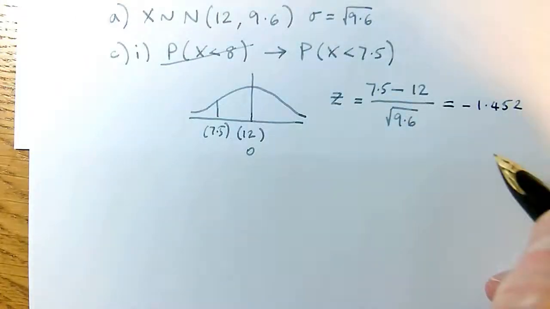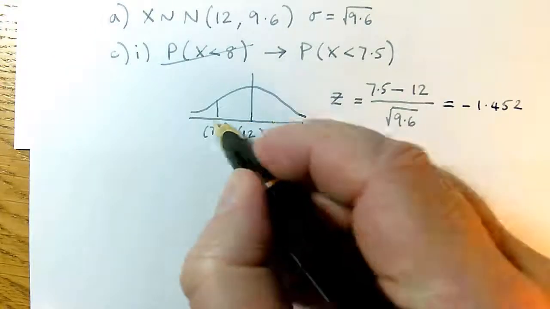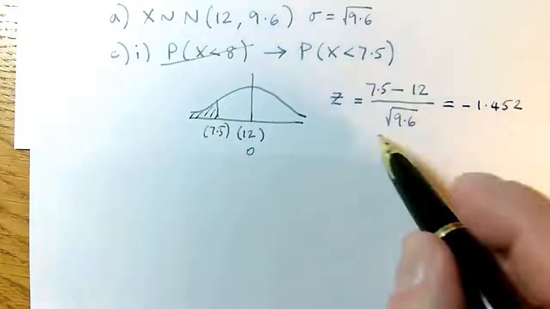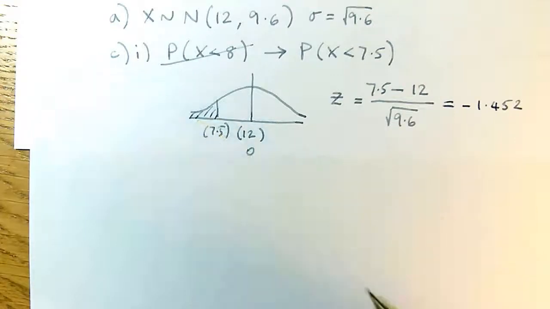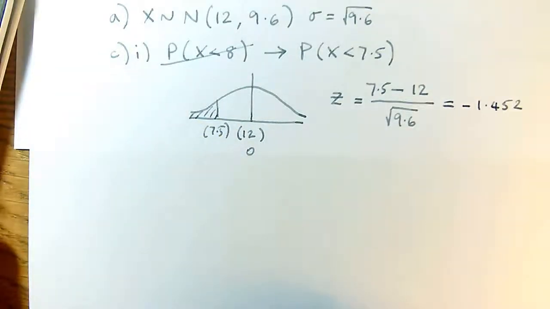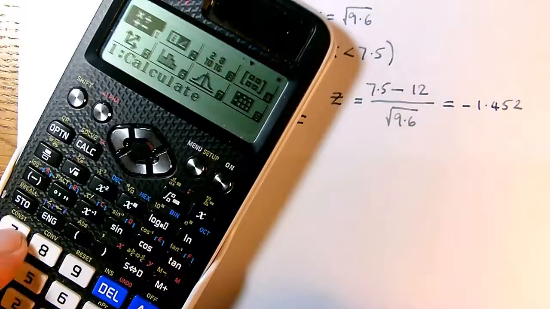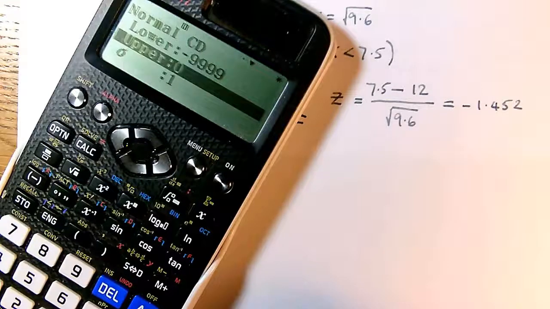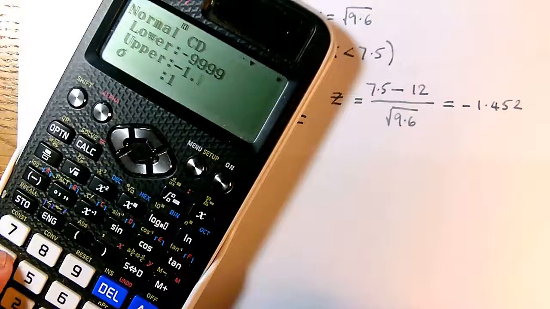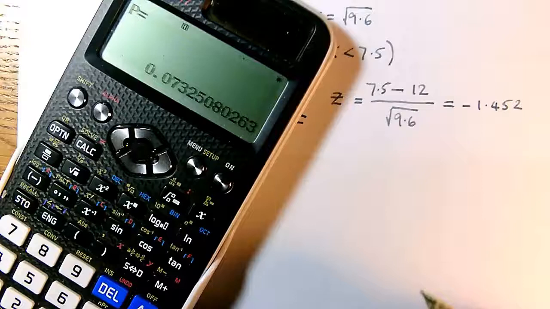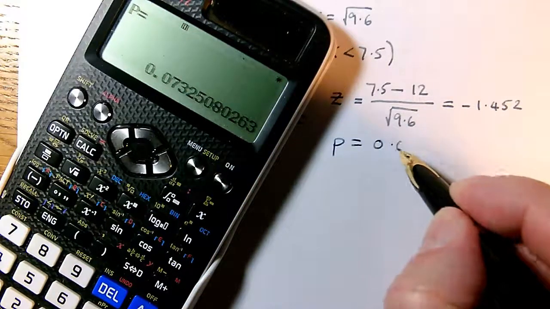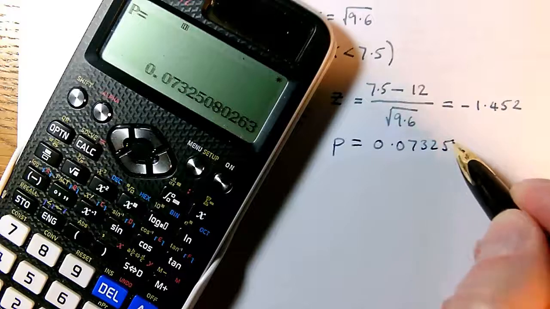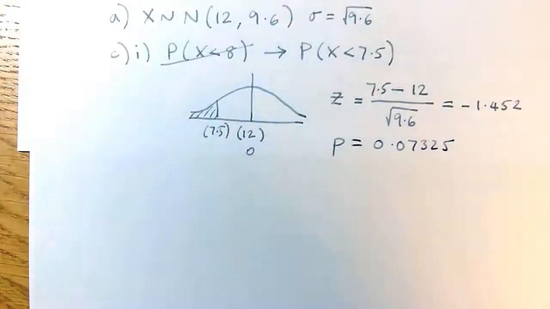Well, I've got to find the probability. I haven't shaded my diagram yet. I want this one here. So I'm going to be using this z value here as my upper limit, and my lower limit is going to be minus 9999. So now I go into my normal distribution, normal CD, note 2, and my lower limit is minus 9999, and my upper limit is minus 1.452. So my probability, my p-value, is 0.07325.